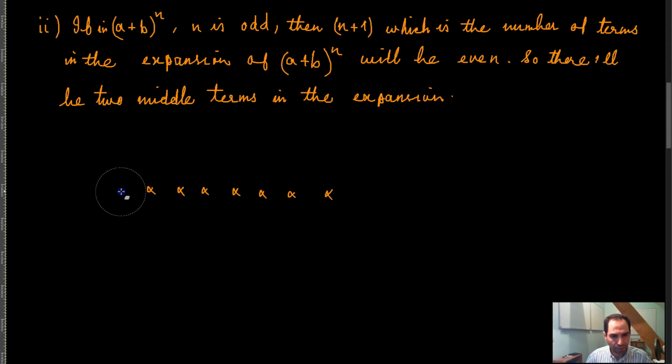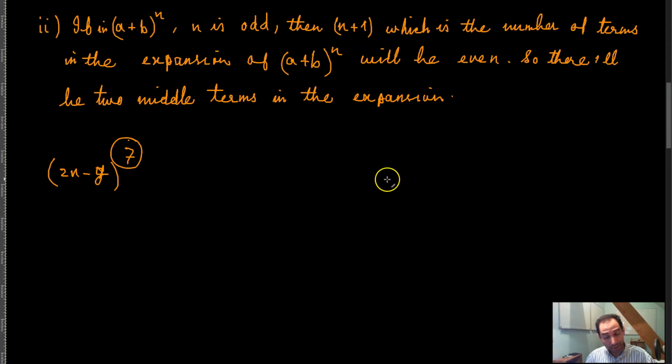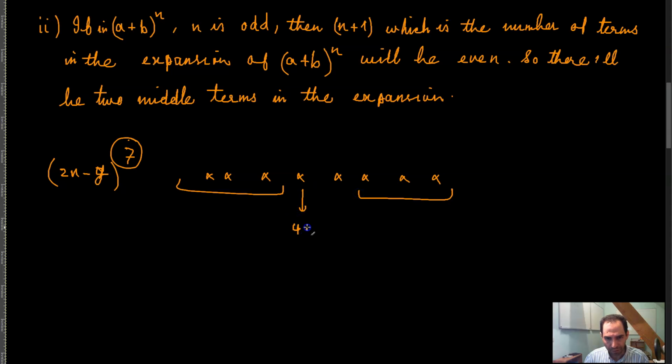Okay, so now in the expansion of (a plus b) raised to the power n, if n is odd, then n plus 1 is going to be even. Meaning that, for example, if you have (2x minus y) raised to the power 7, here your n is odd. So therefore you will get 8 terms over here. And if you have 8 terms, then the middle terms would be the 4th term and the 5th term, right?